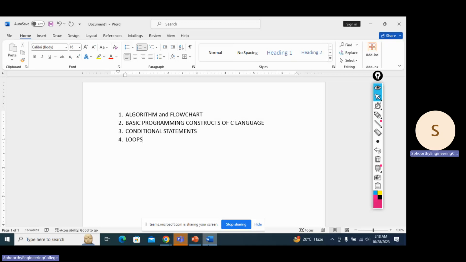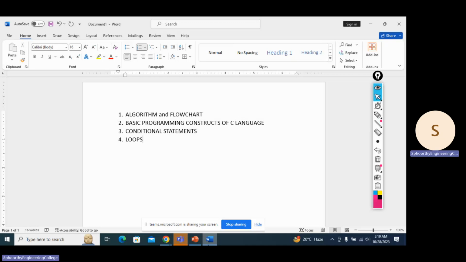The input number remains the same, and the multiplier will change: 1, 2, 3, and so on. So the operation remains the same, that is multiplication, but it has to be done on different data and repeated 10 times. In such a case, I use a loop.